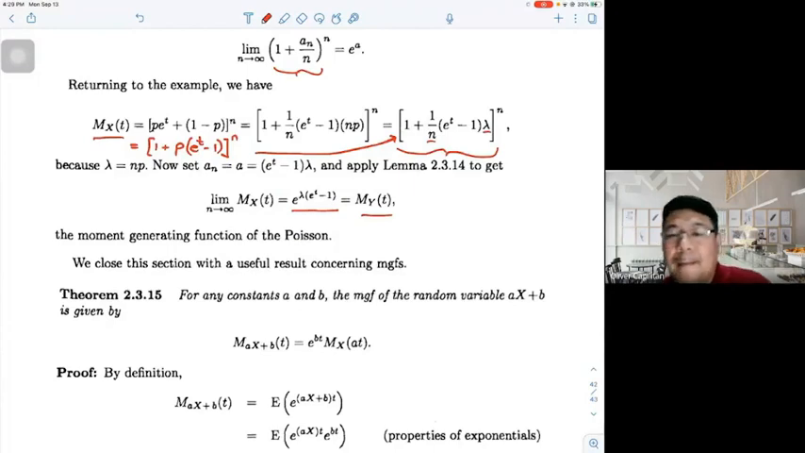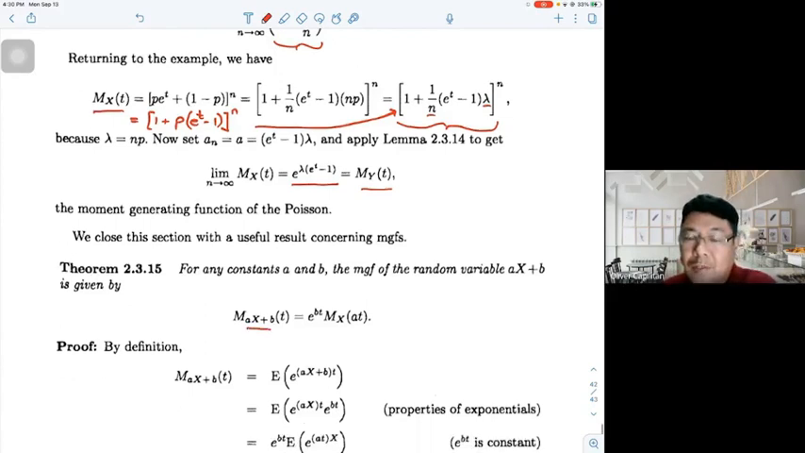So we close this section with a useful result concerning the moment generating functions. So for any constants a and b, the MGF of a random variable ax plus b is given by this. So a function of our random variable is also a random variable. Diba? Nakuha natin yan. Say y is equal to g of x. A transformation of our random variable x is a random variable. So the moment generating function of ax plus b evaluated at t will be equal to e to the bt times the moment generating function of x. This time evaluated at the product at.